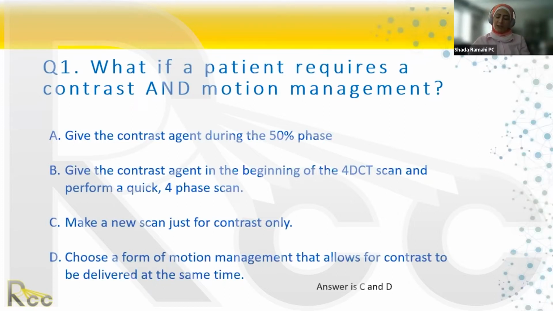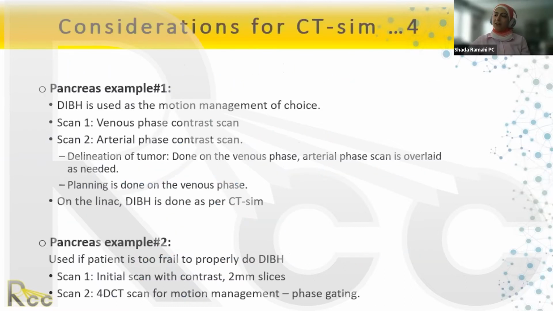So you could actually have two options, and we're going to go through these options. Taking pancreas, for example, example 1 is what we do here.